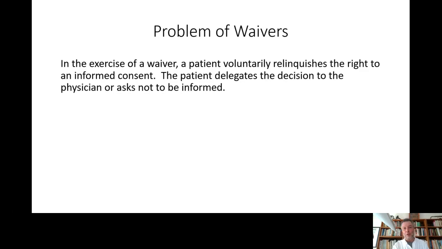Another problem of waivers. This is interesting. Of course, an informed consent requires everything we've mentioned so far: disclosure, understanding. But then people can freely choose not to be informed. What do we do with that? That's an exercise of their autonomy in a sense. So, in the exercise of a waiver, a patient voluntarily relinquishes the right to an informed consent. The patient either delegates the decision to the physician or asks not to be informed. I'll take my chances. I don't care what the information is. I know what I want to do anyway.